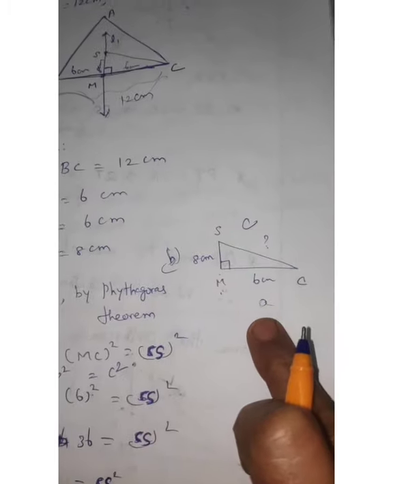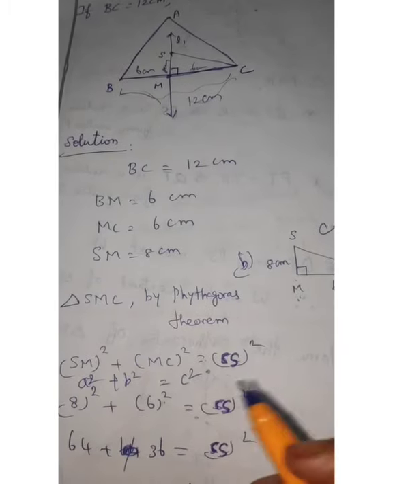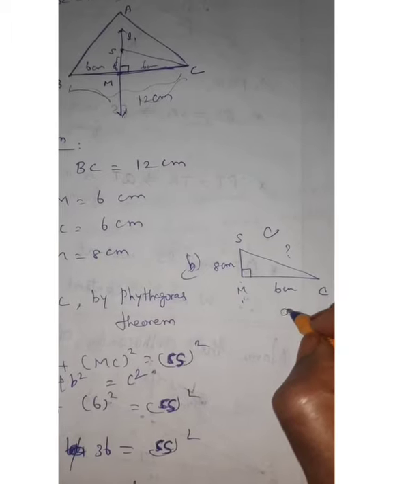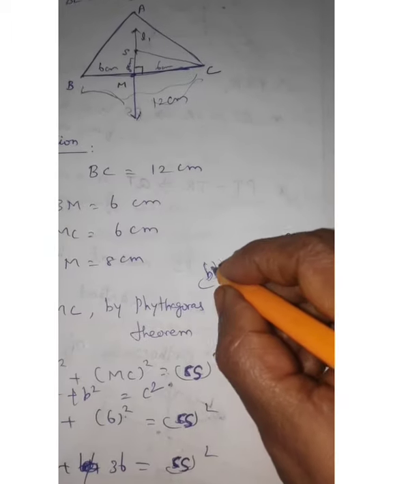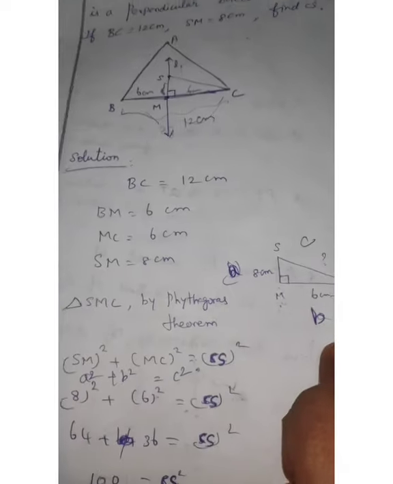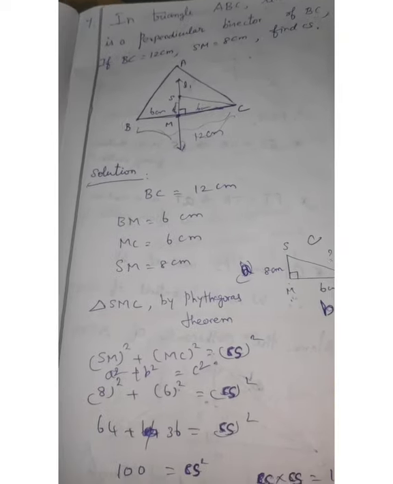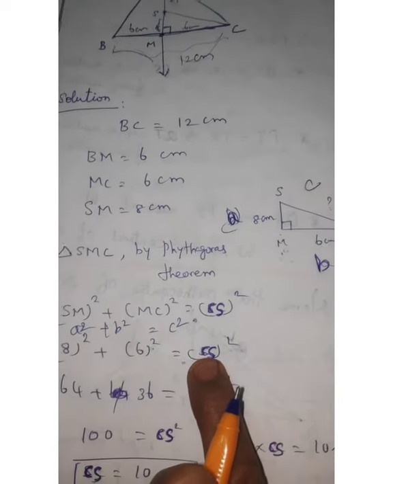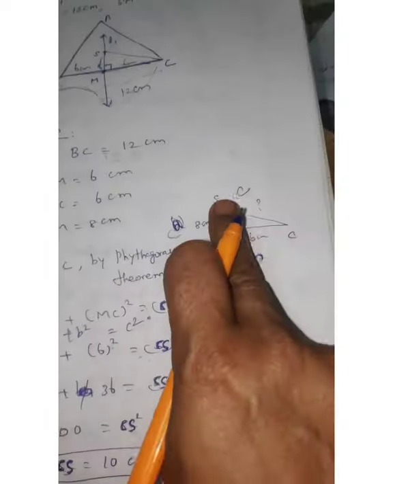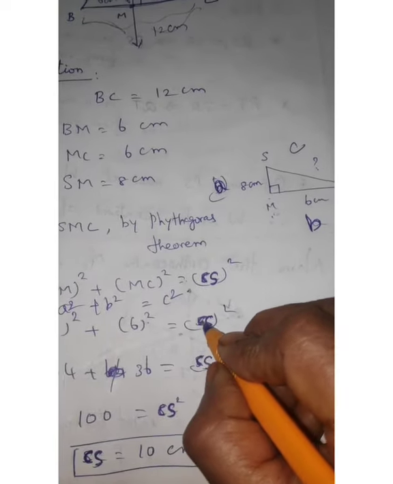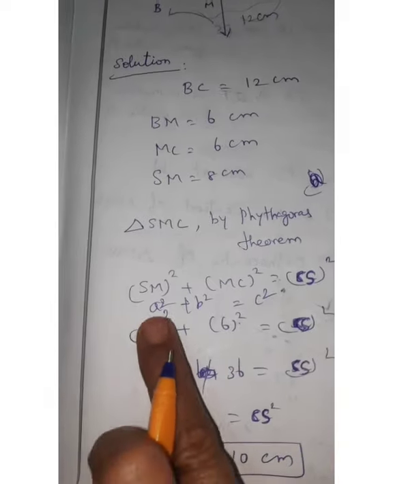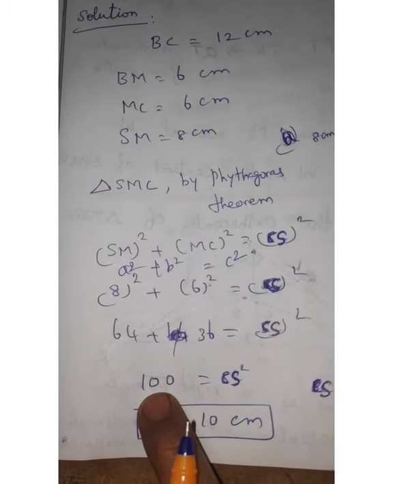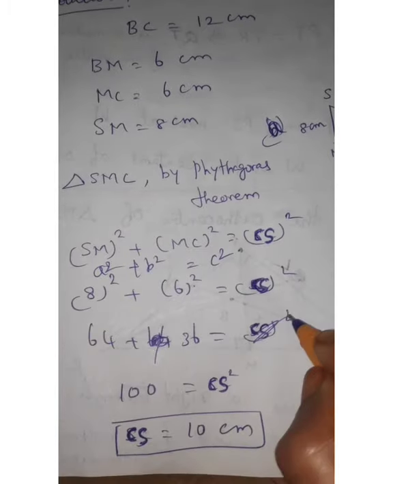What is the value of A? If you change A and B, it is also no problem. Write the C value correctly. A equals 8 squared plus 6 squared equals CS squared. For the CS value, write C squared. 8 eights are 64 plus 36. Adding these two, the answer equals 100. This is C squared.